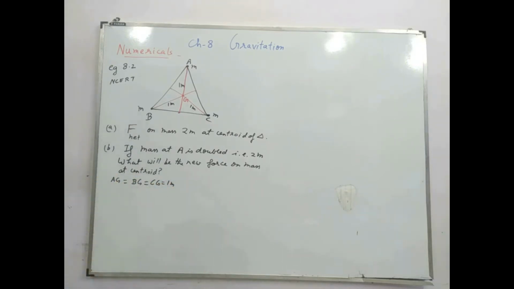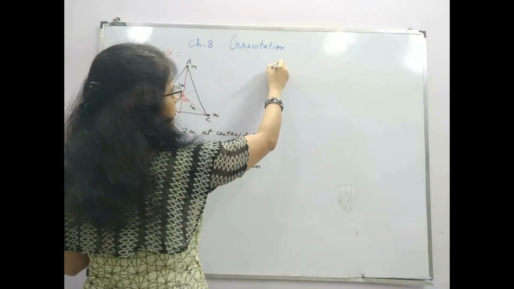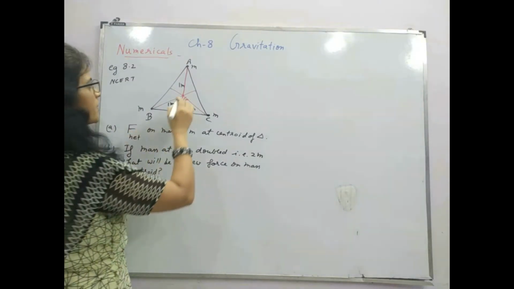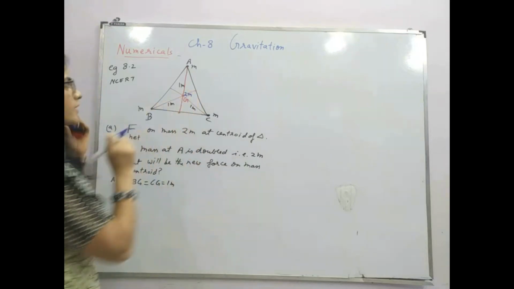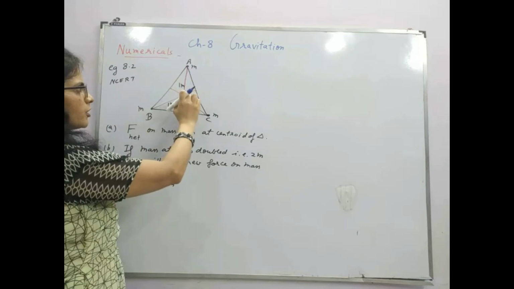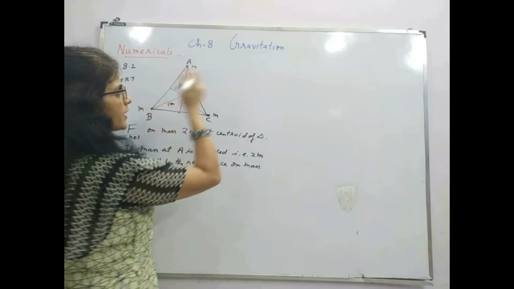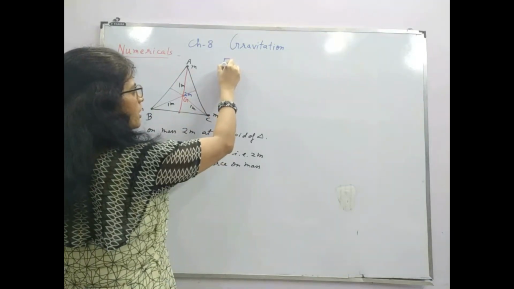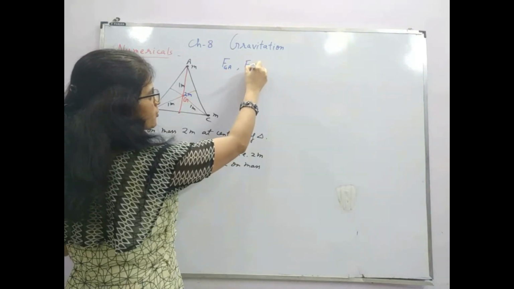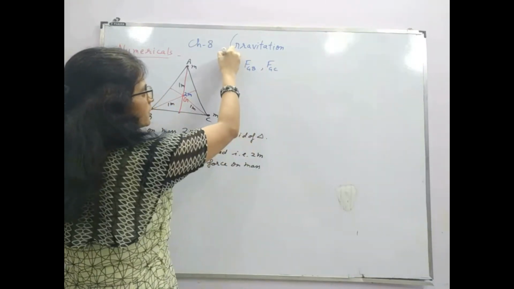So how to find the force? For that we need to recall the concepts of vectors, right? If we have a mass 2m placed here, there will be three gravitational forces. One, the force on this due to this mass, force on this due to this mass, force on this due to this mass. So I can write force on G due to A, force on G due to B, and force on G due to C. These will be vectors.